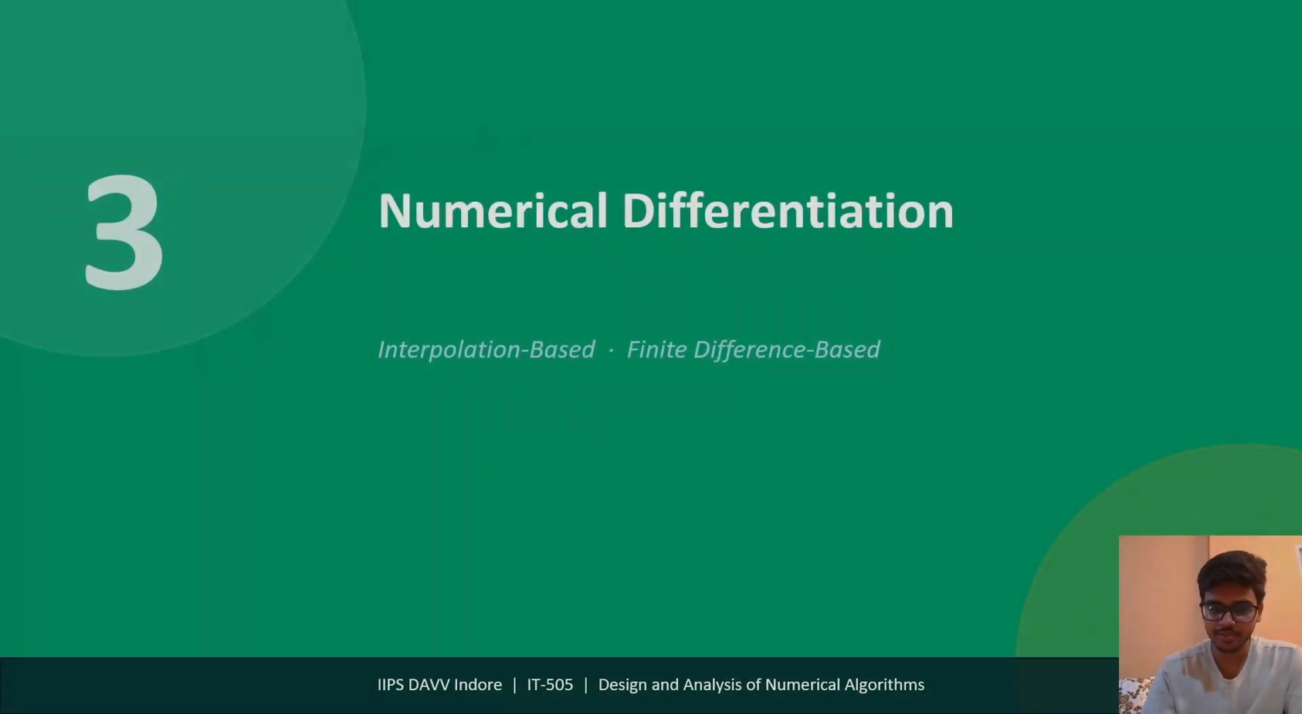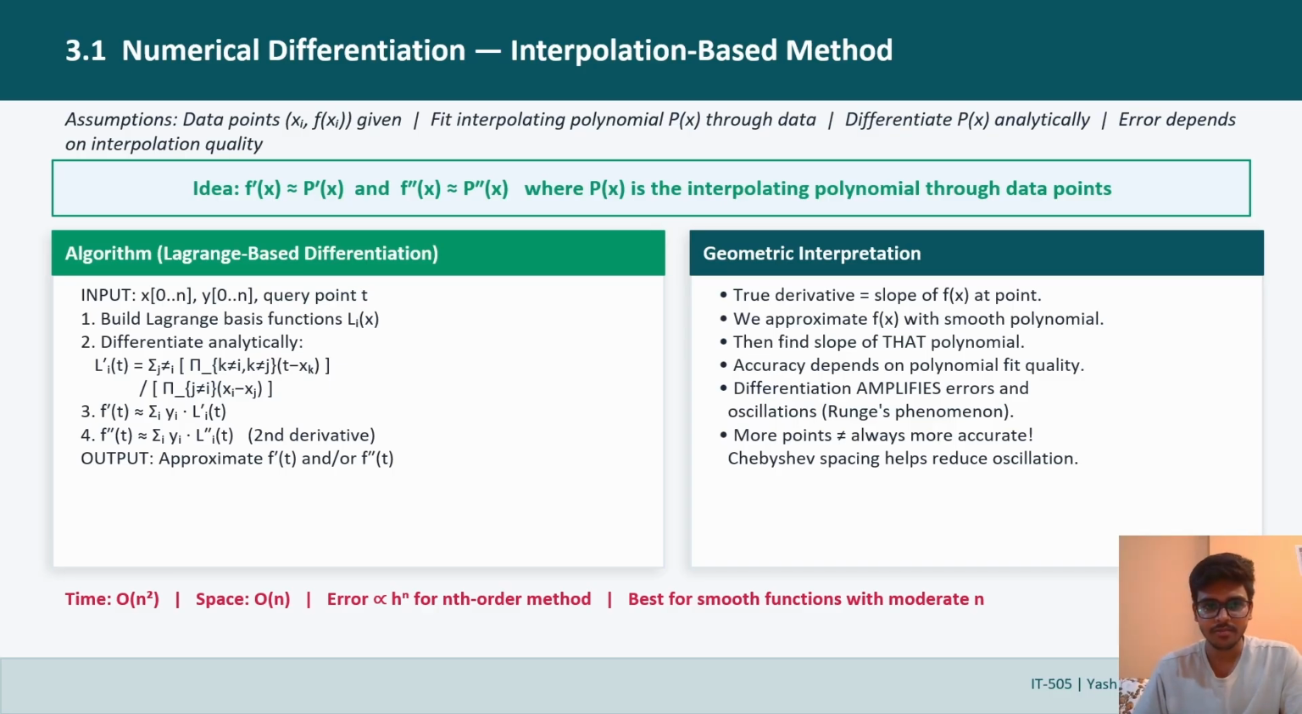Section 3, which is numerical differentiation. Our first topic is numerical differentiation, interpolation based methods. Our assumption: we have data points x_i, f(x_i). We fit an interpolating polynomial p of x through the data and then differentiate the polynomial analytically. The accuracy depends entirely on how well the polynomial represents the true function. The idea: since f of x is approximately p of x, f prime of x is approximately p prime of x, and f double prime of x is approximately p double prime of x.